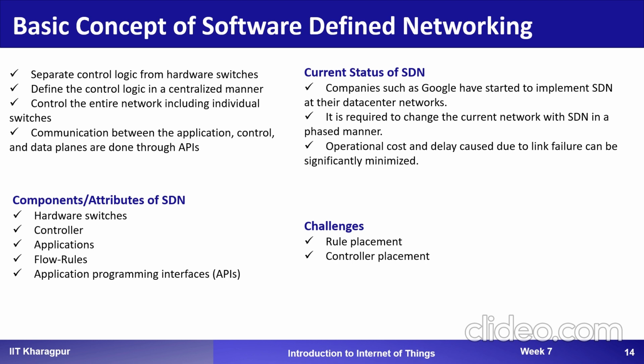Now the challenges. The first challenge is rule placement. A rule means which path to follow, and that defines your rule. Your controller will contain all the rules, and the switches will be sent only the rules that are used at regular intervals of time. Deciding which rules to place at your switches is one of the major challenges.